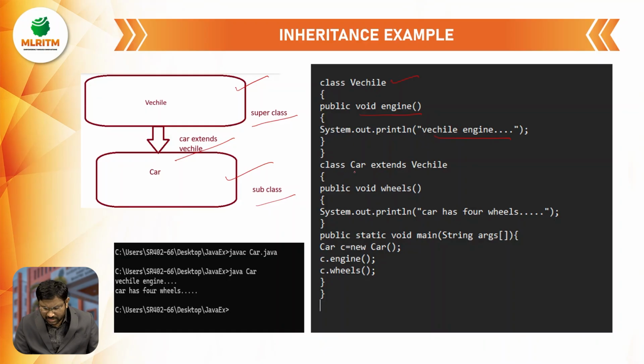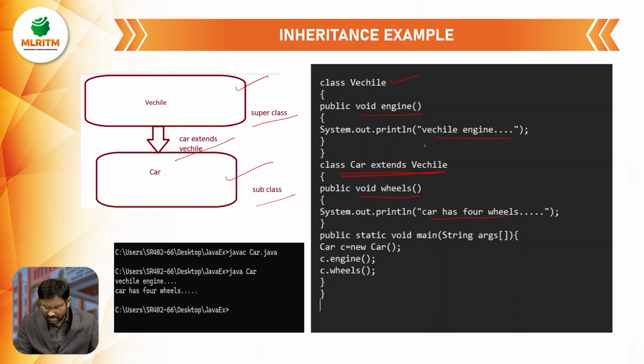Next, I have taken class car extends vehicle. What is the meaning of this class car extends vehicle? It means this car can acquire the properties of vehicle and also it has the properties of car. Next, in the child class also I have written a method. Method name is void wheels, public void wheels. Next here System.out.println I print one message, that is car has four wheels. So in the child class I am getting the output that car has four wheels.